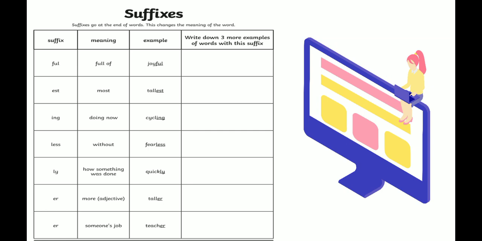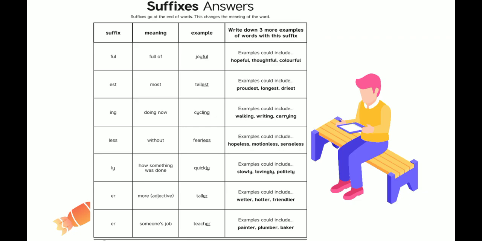Then er also means someone's job, like teacher, painter. With paint we add er and it becomes someone's job, like painter, reader. Hopefully you have thought of three examples of each category. Let's have a look at what the possible answers can be.